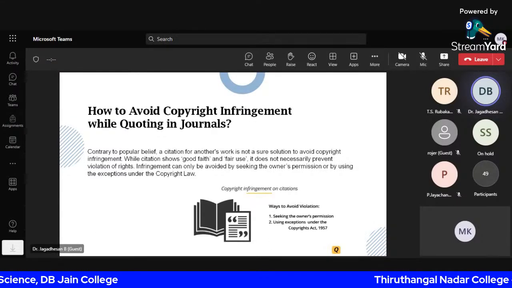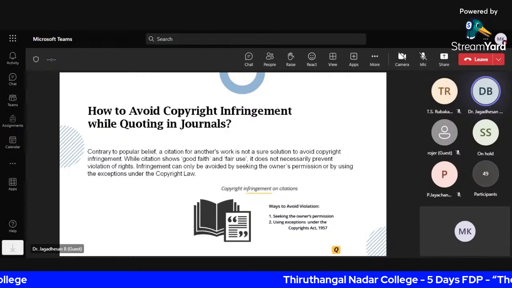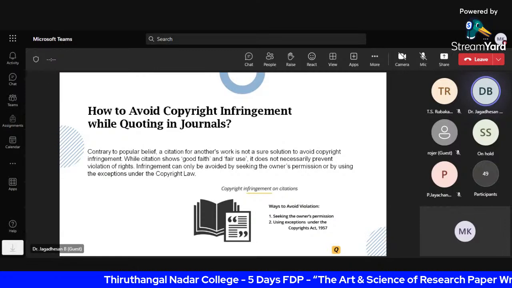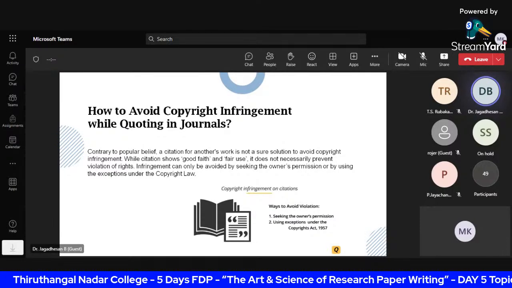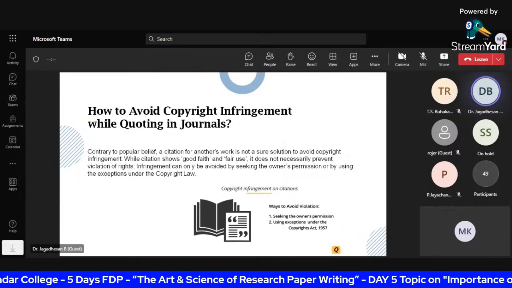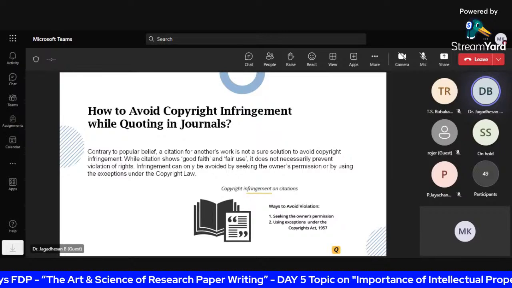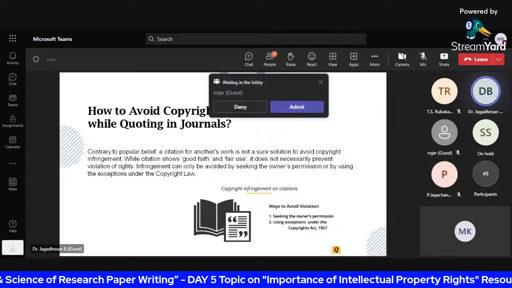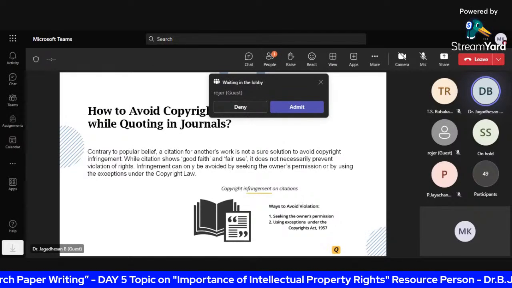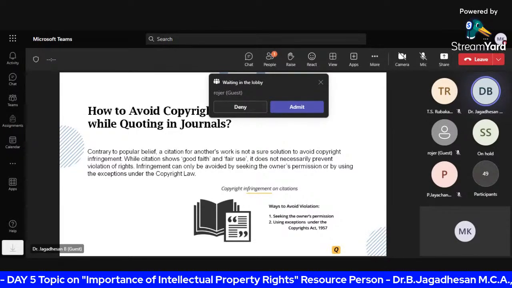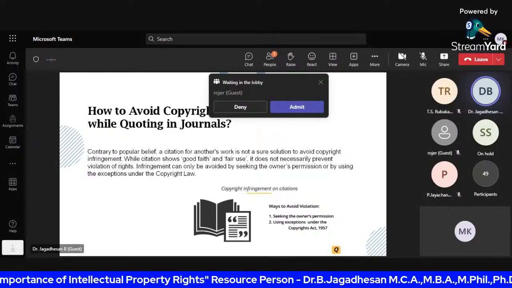How to avoid copyright infringement while quoting in a journal? For example, citation of another work is not a sure solution to avoid copyright infringement. While citation shows good faith or fair use, it does not necessarily prevent the violation of rights. Infringement can only be avoided by seeking the owner's permission or by using an exception under the copyright law.